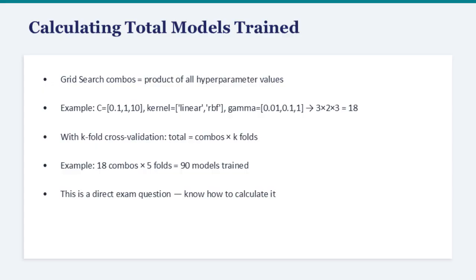The exam presents 90, 18, 1, and none of the above. Choose 90. This calculation is straightforward, but it's easy to get wrong if you forget to multiply by the cross-validation folds. Total models equals grid combinations times k folds. Memorize this formula. Again, total models equals grid combinations times k folds.